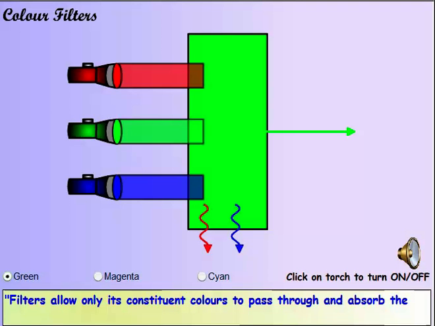Color filters allow only their constituent colors to pass through. The rest of the colors incident on the filter are absorbed. For example, the magenta filter allows red and blue to pass through, as blue and red add up to magenta. Green is absorbed here.